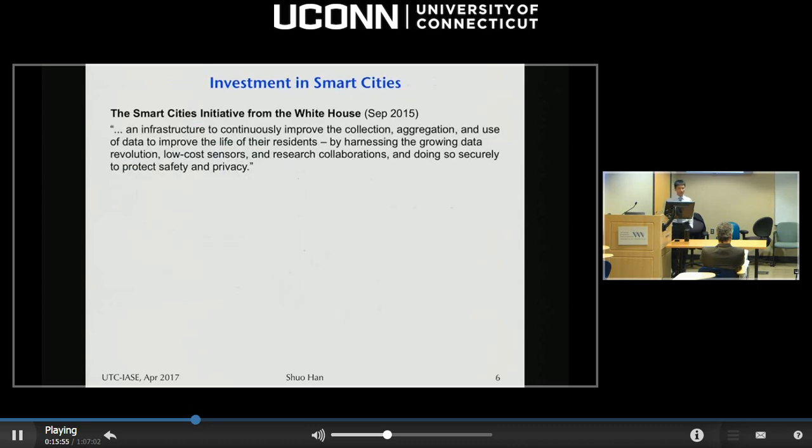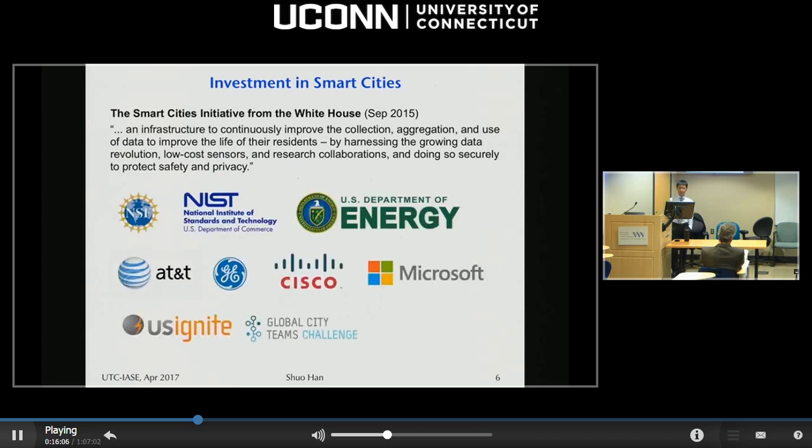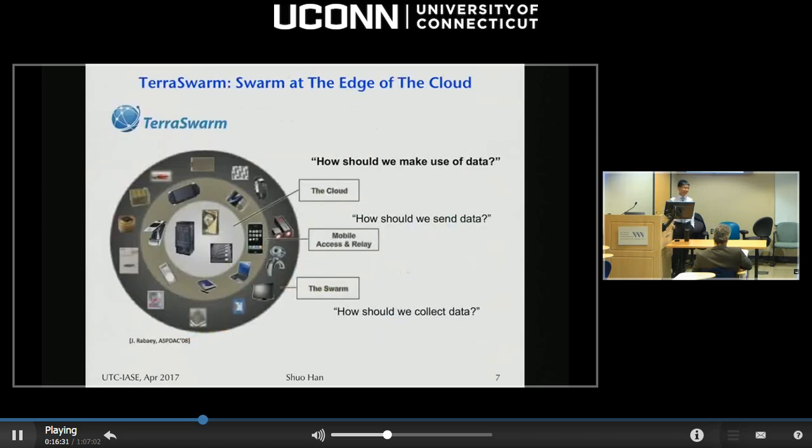So from a research perspective, over the past years, there has been a lot of investment in smart cities, starting from the government, and then there are a lot of either federal agencies or places in industry also getting involved. So one particular project that partly funded my postdoc research is this project called Terraswarm. Just in relation to the UTC, this Terraswarm is jointly funded by DARPA and a few industrial partners, which includes United Technologies. So here's just a brief overview of this Terraswarm project.